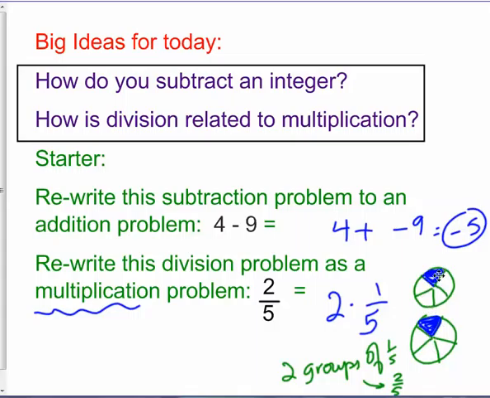So here's 1/5. 1 out of 5 for the first cookie, 1 out of 5 for the second cookie, so I really have 2 groups of 1/5. 2 times a fifth is the same thing as 2 divided by 5. So these 2 parts make 2/5 of a cookie. So 2 cookies divided into 5 parts gives me 2/5 of a cookie, and that's 2 groups of 1/5.